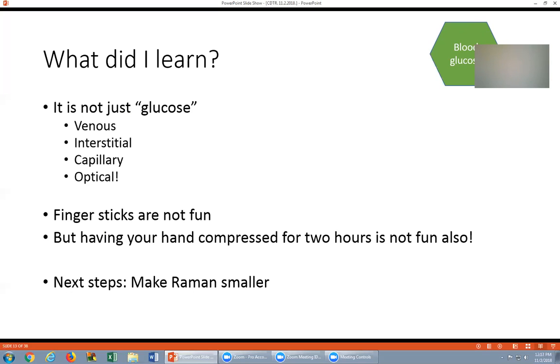But then having your hand compressed for 2 hours is not fun also. So although we have a really good machine that is as good as finger stick, does not require calibrating, we need to take some further steps. And I think that's the way we conduct our education, our research: we do a study and then we take the next step. So I hope that in the future, based on our findings, we will be taking that next step. So that was the part about understanding a little better about blood glucose and then using it for my patients.